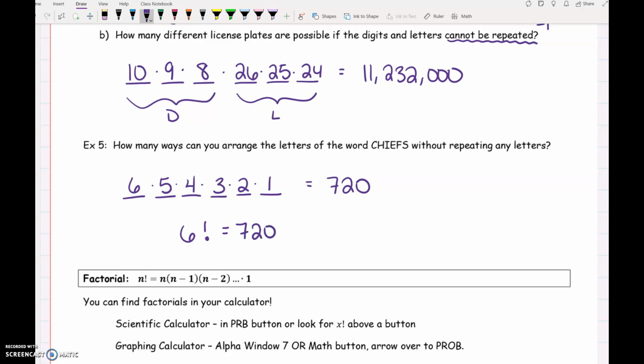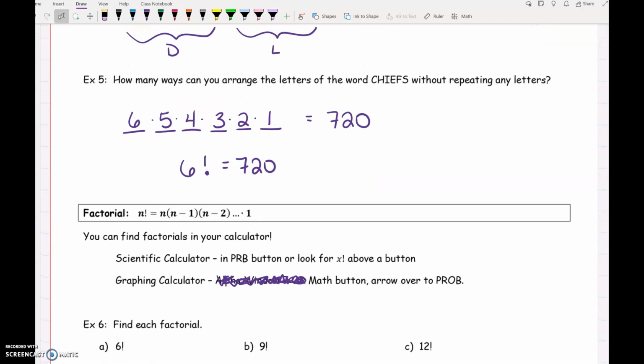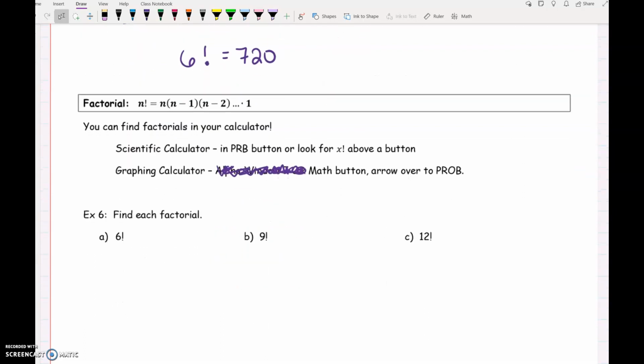And the really important thing about factorial is that there's a button in your calculator that does this. I'm going to take this Alpha Windows 7 thing out because that is not accurate. In a scientific calculator, you would push the number first, so push a 6 into your calculator. And then, you know your PRB button that you've always used to transfer fractions to decimals, but you've never actually used the PRB button? If you push PRB, you have 3 options: NPR, NCR, and exclamation point. That exclamation point is the factorial. So punch in 6 factorial into your calculator and see that it also gives you 720.